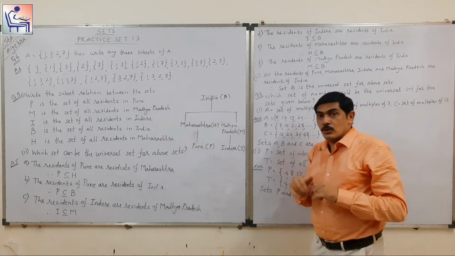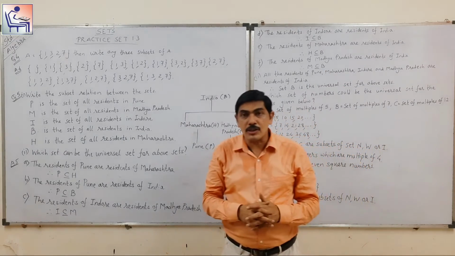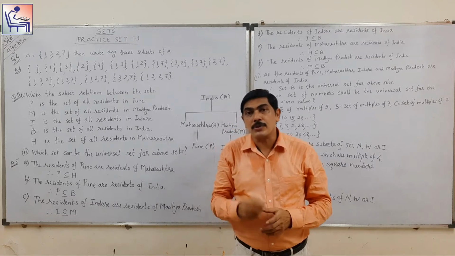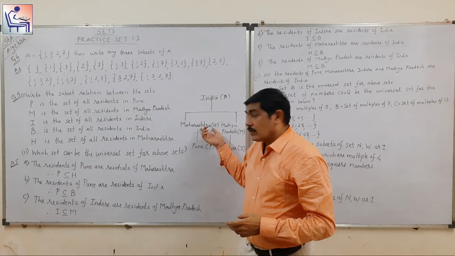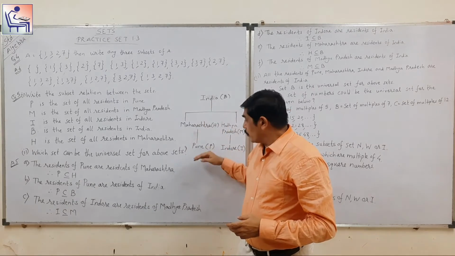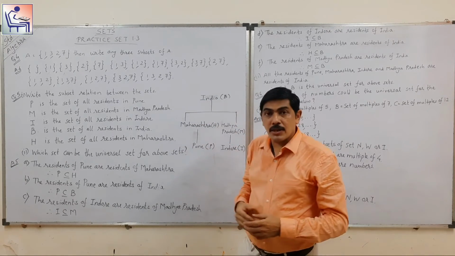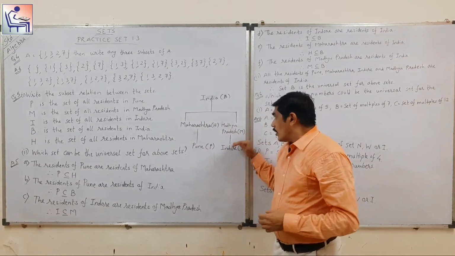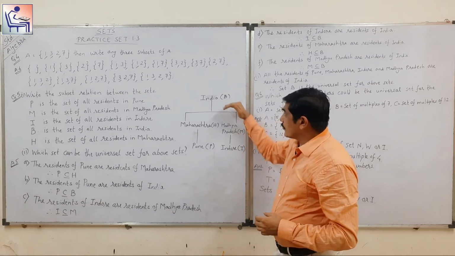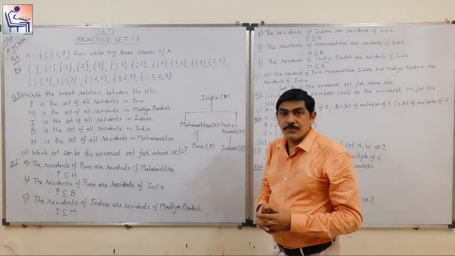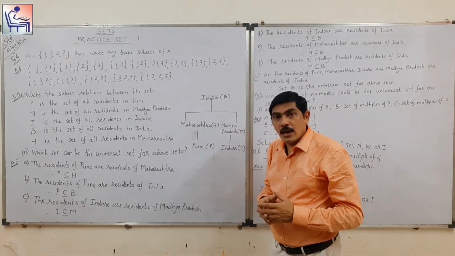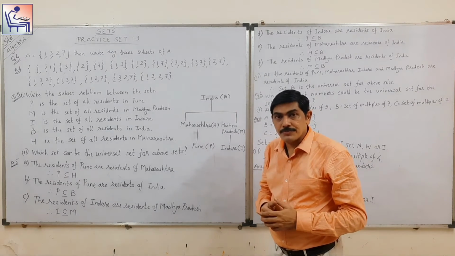So whenever you want to find out this subset relation, you should have some geographical knowledge also, that Maharashtra is in India and Pune is in Maharashtra as well as in India. Then Indore lies in Madhya Pradesh and Madhya Pradesh lies in India. So Indore is also lying in India. So in this way we can have a subset relation.